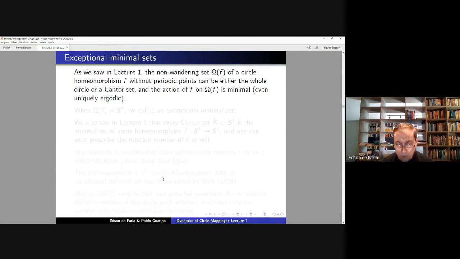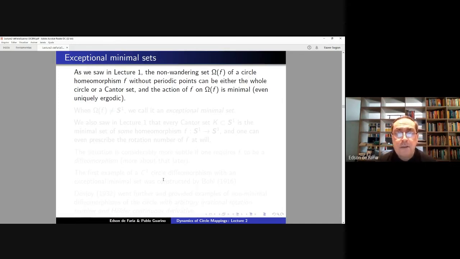Now, what happens if you have less smoothness than C1 plus bounded variation? In this situation, Denjoy showed that you can actually have non-minimal maps. So you can have exceptional minimal sets for these maps, okay?